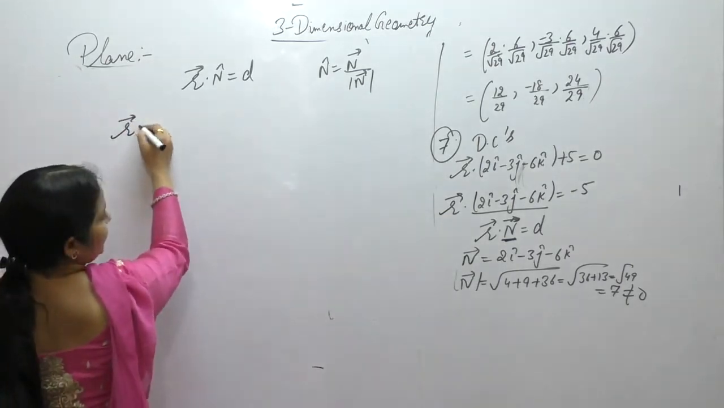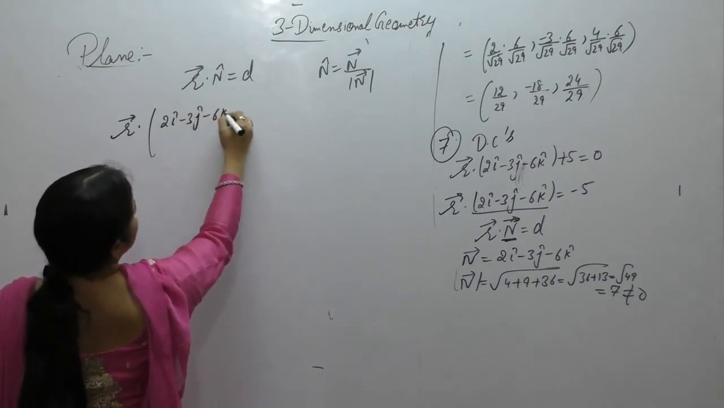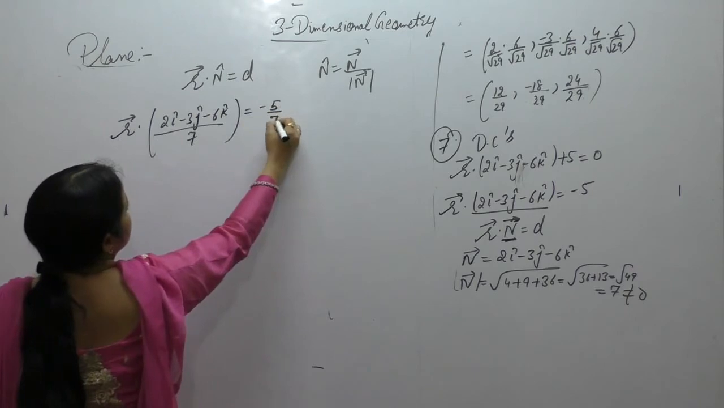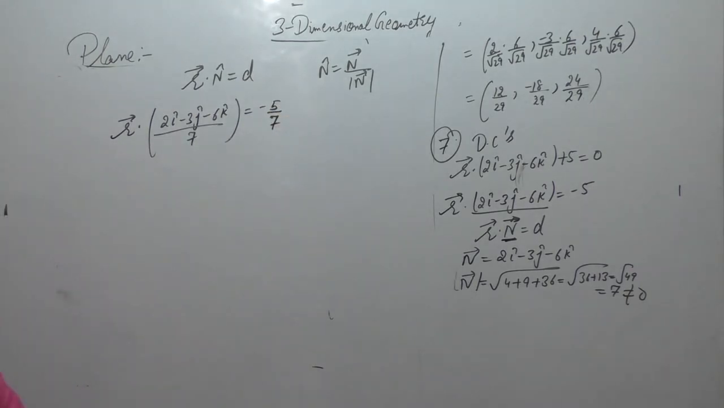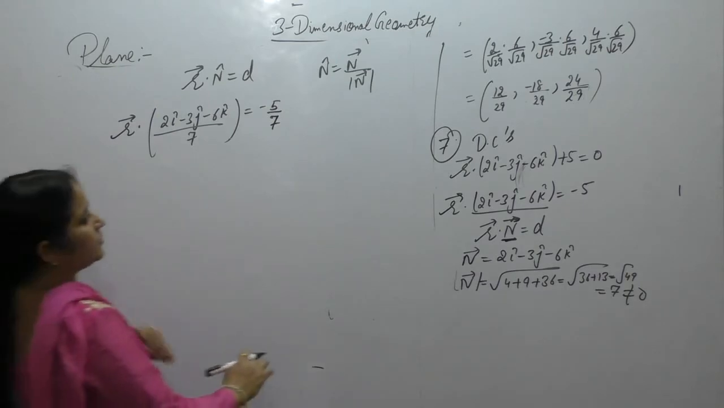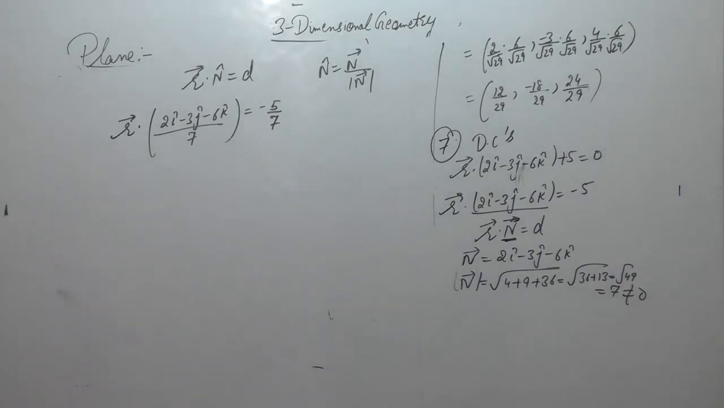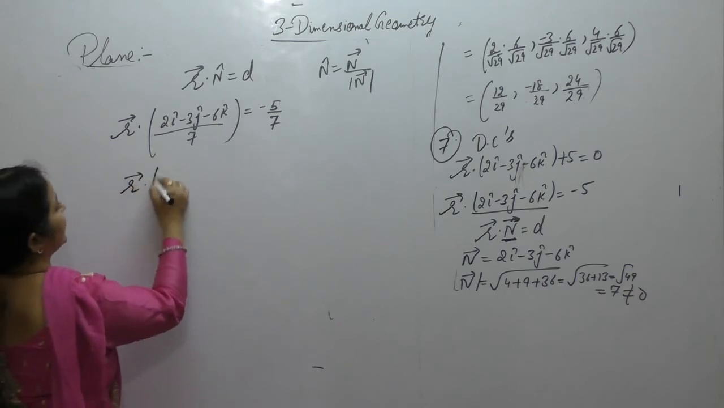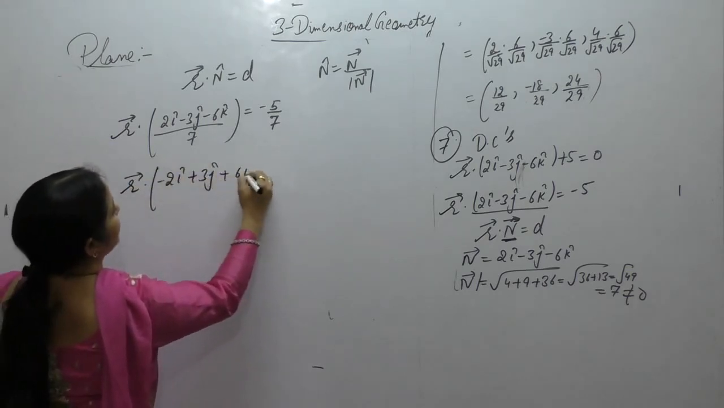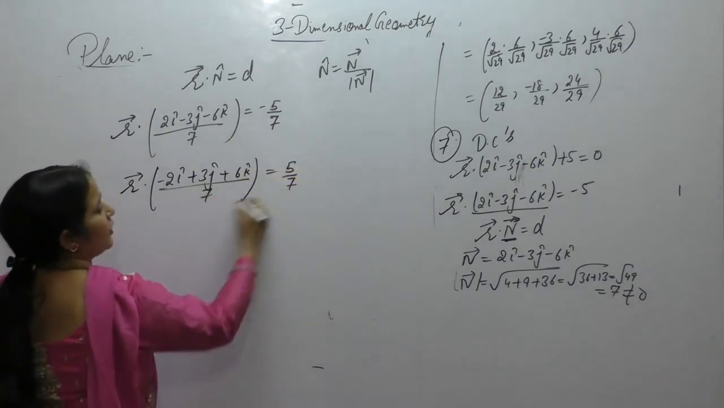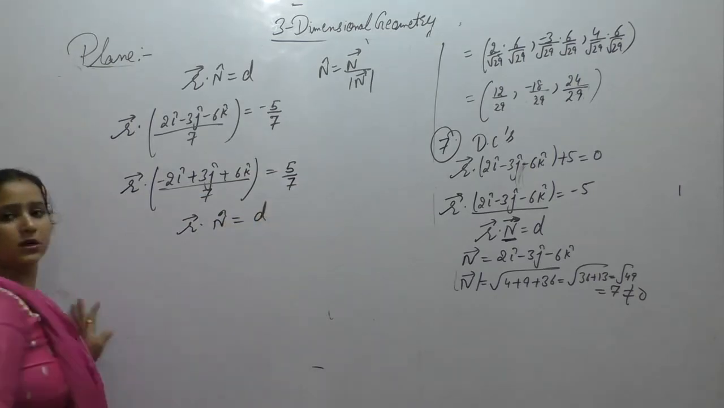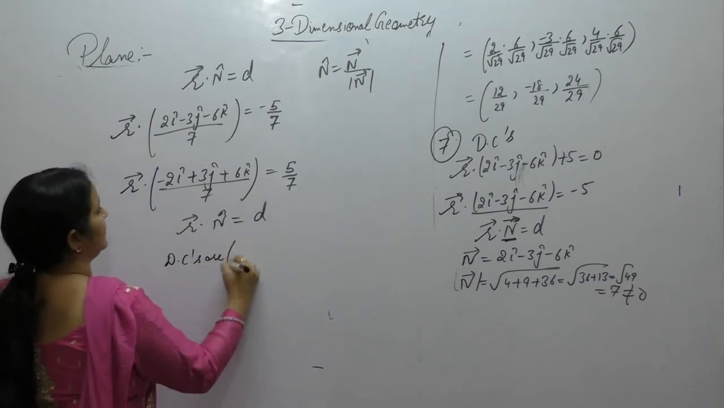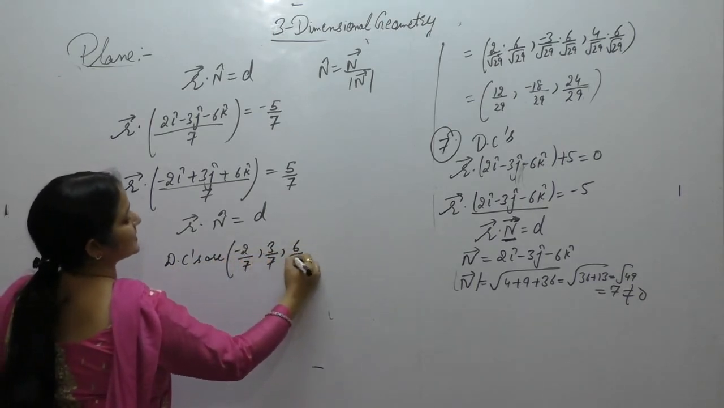So what we get? R vector dot 2i minus 3j minus 6k upon 7 equals minus 5 upon 7, which is in the normal form. If we adjust this negative here, R dot minus 2i plus 3j plus 6k upon 7 equals 5 upon 7. Now this is of normal form, R vector dot n cap equals d. So the direction cosines are minus 2 by 7, 3 by 7, 6 by 7.